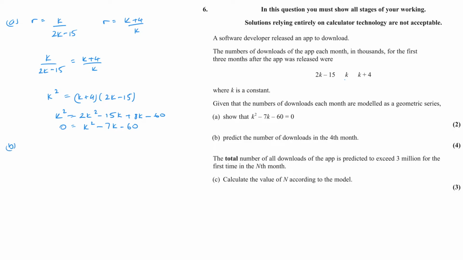Now part B is predict the number of downloads in the 4th month. So first let's work out what k is. So k squared minus 7k minus 60 equals 0. K minus 12, k plus 5. You can get that quite quickly with your calculator.